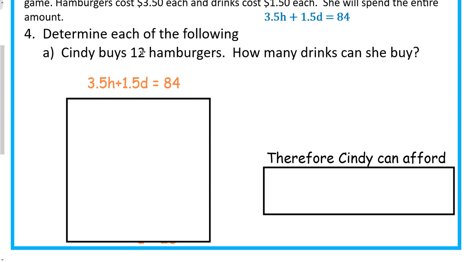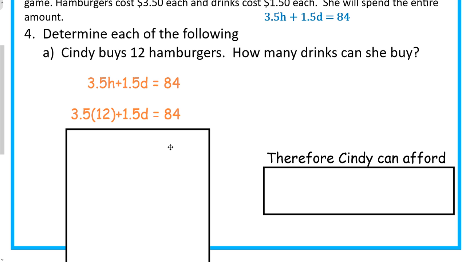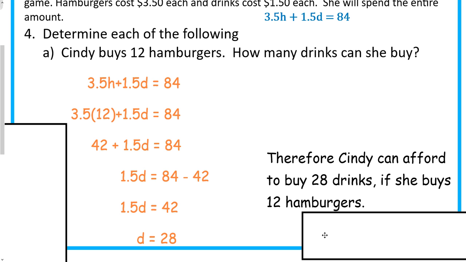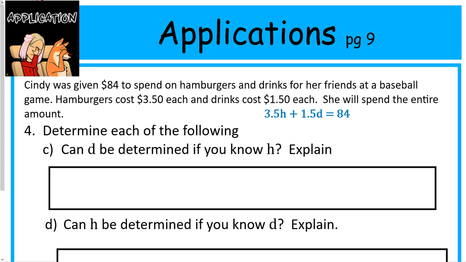All right, so you can replace your hamburgers, your H, with 12. Right, and go from there. So $3.50 times 12 would be $42, which gets subtracted from the 84, and then divide both sides by $1.50 to figure out how many drinks. So it looks like she can buy 28 drinks if she purchases 12 hamburgers.